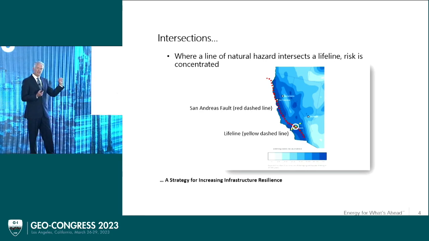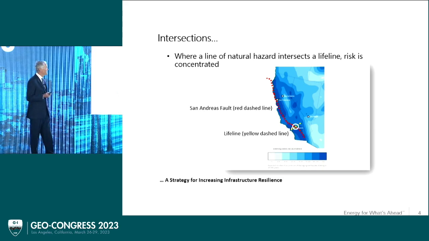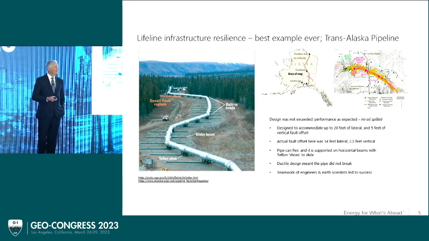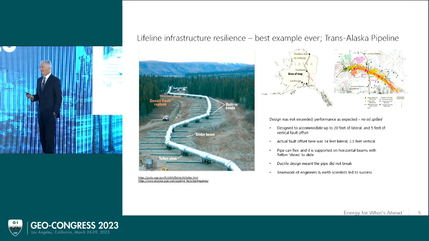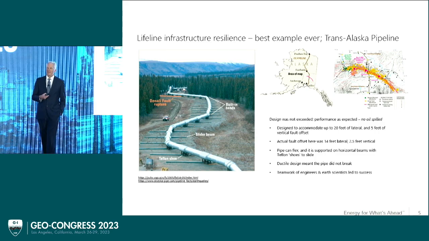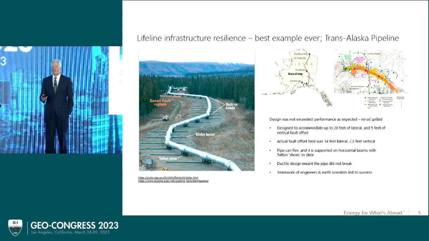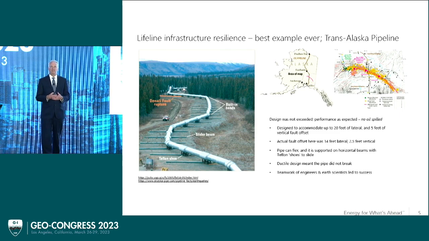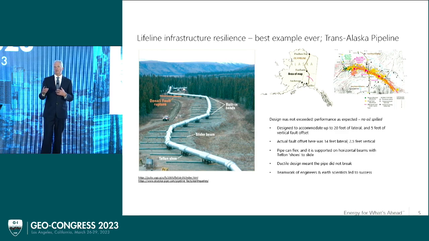So we focus in on those places where we know we can have the most impact by doing mitigation actions to improve the lifeline infrastructure resilience. Now, one of the parts of the assignment here in the Geo-PIT was to talk about successful case studies. This, I think, is the world's leading example to this day of when engineers and geologists in particular work together, they can really do amazing things. And this is the Trans-Alaska Pipeline, right where it crosses the Denali Fault.